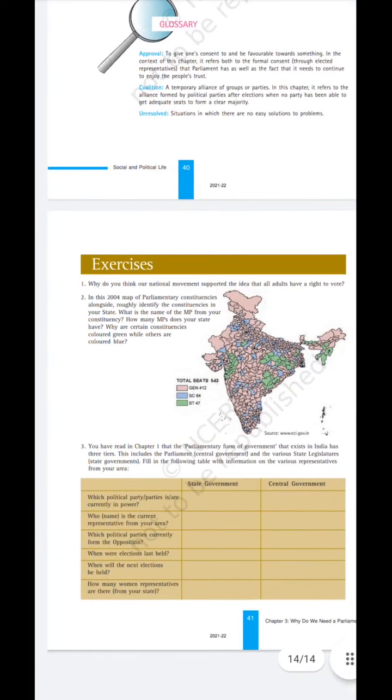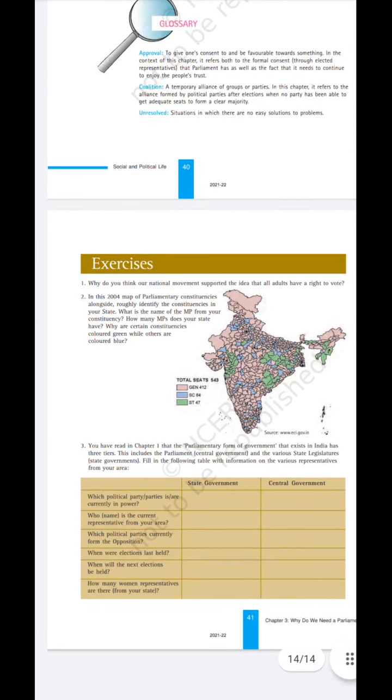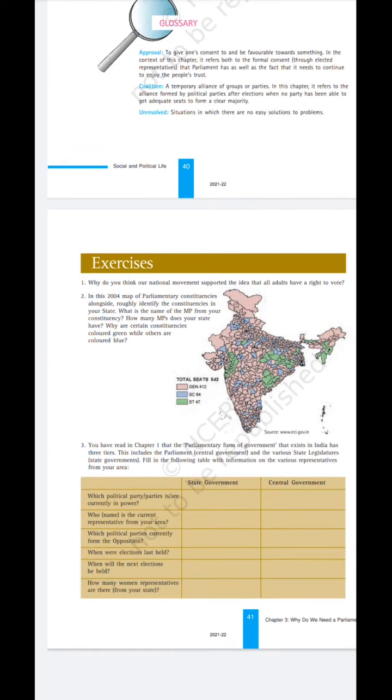Exercises. Take a look at this map. Total seats 543, General, SC 84, ST 47. Why do you think our national movement supported the idea that all adults have a right to vote? In this 2004 map of parliamentary constituencies, roughly identify the constituencies in your state. What is the name of the MP from your constituency? How many MPs does your state have? Why are certain constituencies colored green while others are colored blue?